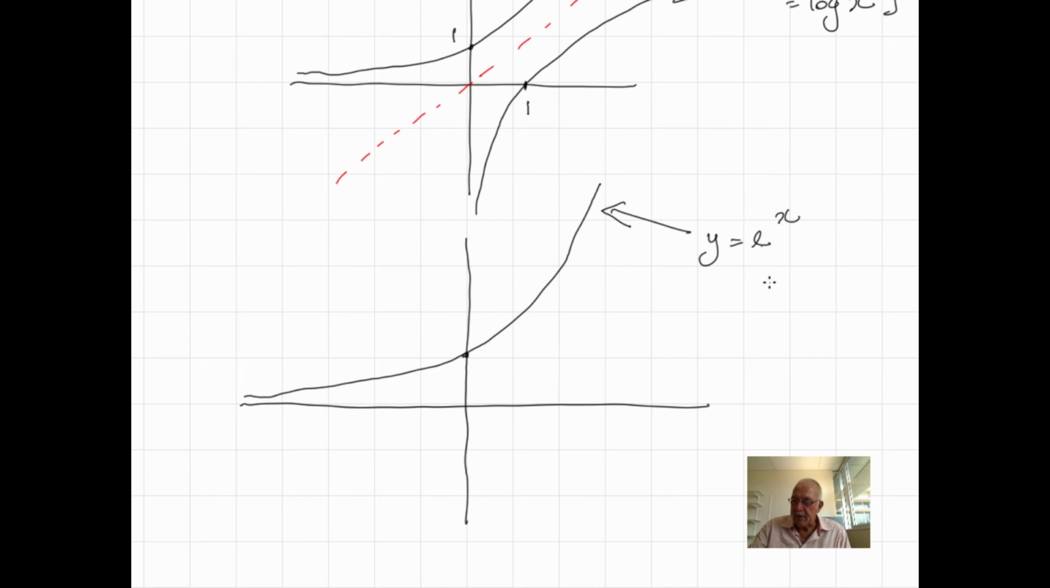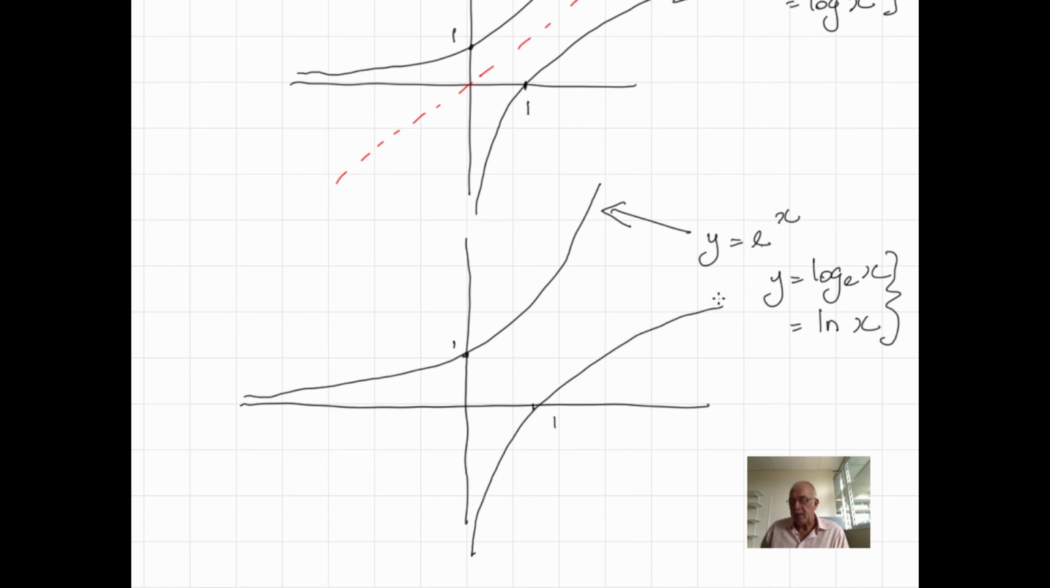And the inverse of that is y equals log to base e of x, which is also sometimes written as ln, natural log of x. You don't have to put the e there because ln is log to base e. So once again, these two are just two different ways of writing the same thing. And what will this look like? Once again, if this is the point 1 up there, it is going to go through the point 1 there. And it'll go like that.